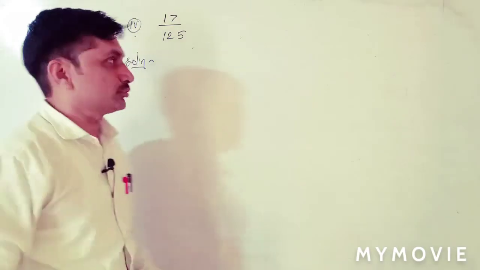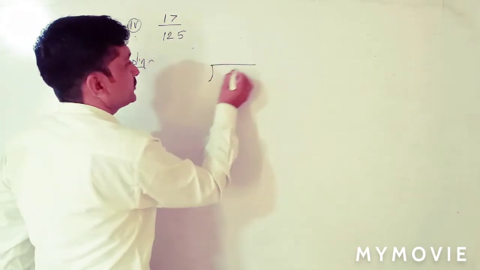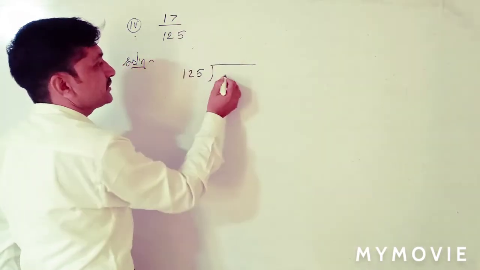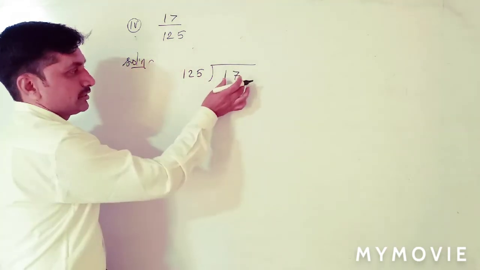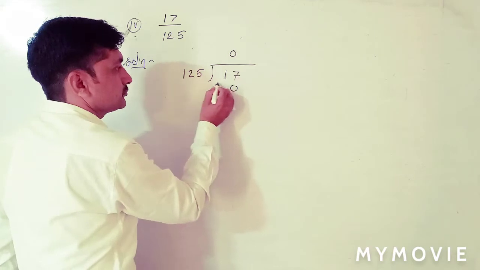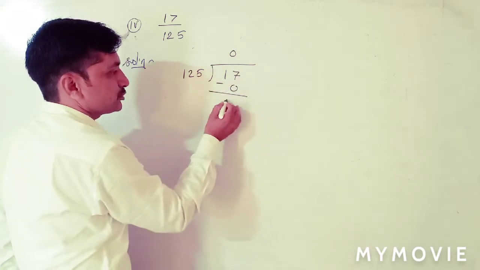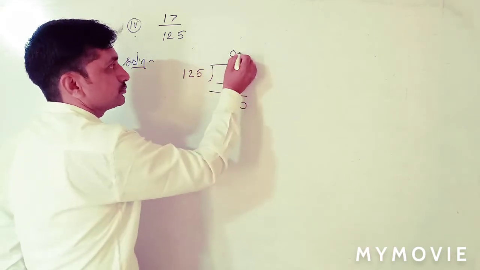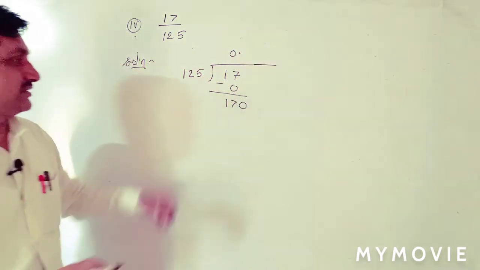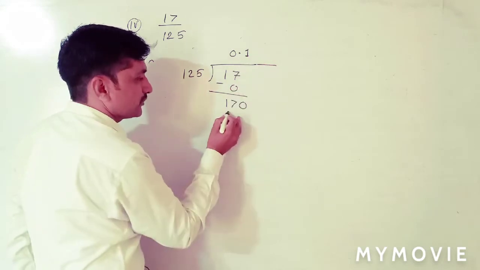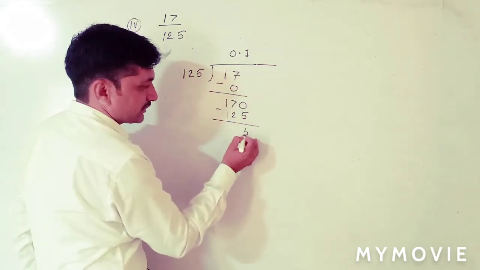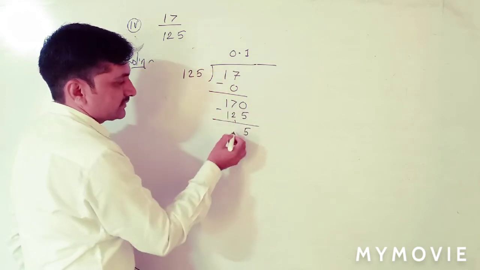Let's see example number 4. In example number 4, 125 is the divisor and 17 is the dividend. The dividend is smaller than the divisor. First divide by 0. 17 minus 0, 17. Take 0, put a decimal point. 125 1s are 125. Subtraction 10 minus 5, 5. 7 minus 3, 4.